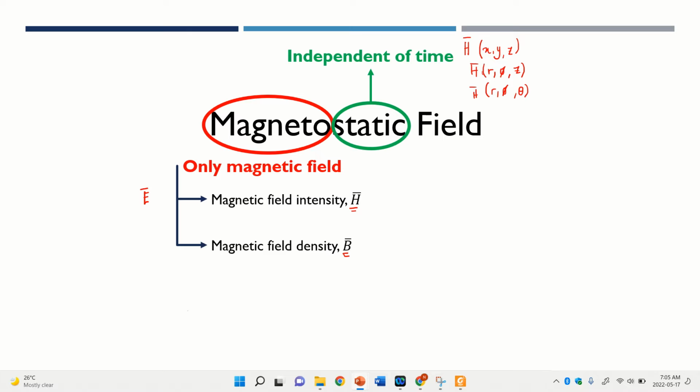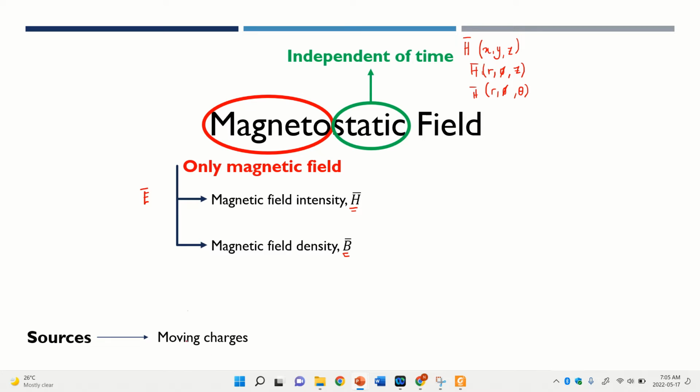So these are the introduction and clarifications of the magnetostatic field that you need to know at the beginning of the chapter. Now let's look at the sources. What are the sources of the magnetostatic field? The sources of the magnetostatic field will be moving charges.